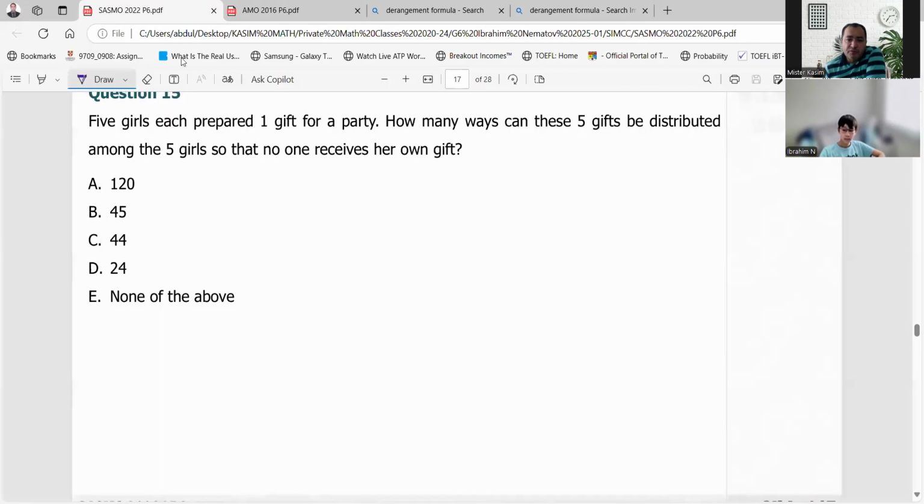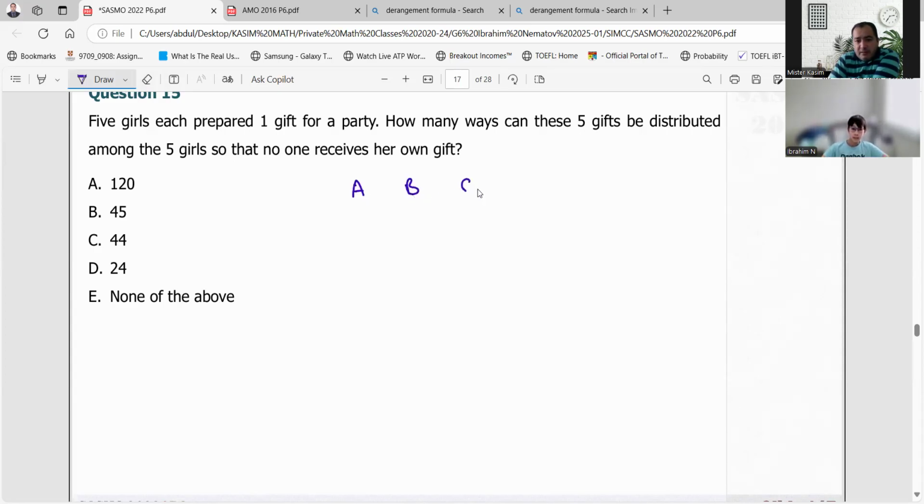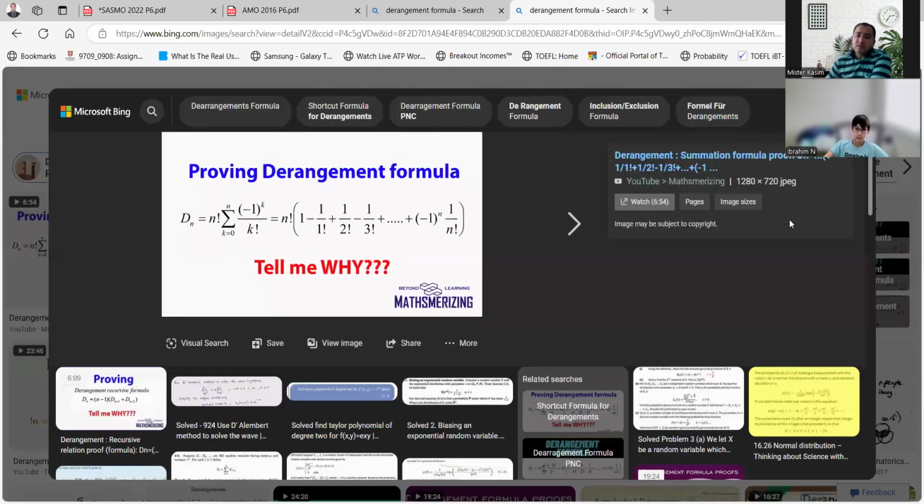But in this question, if you read this, it's saying that five girls, right? So we are talking about five girls. Let's say the first names are Annie, Benny, Cindy, Danny, and Emma. Five girls, so each prepares one gift for a party. How many ways can these five gifts be distributed among the five girls so that no one receives her own gift? In this kind of question, Ibrahim, we use this format, the arrangement.